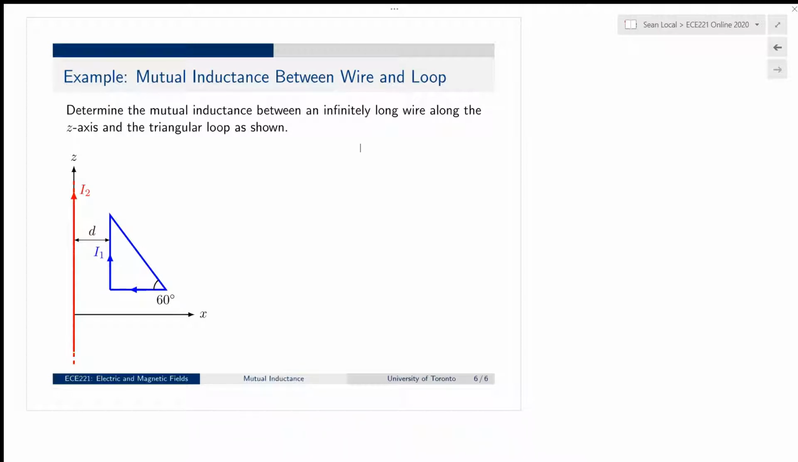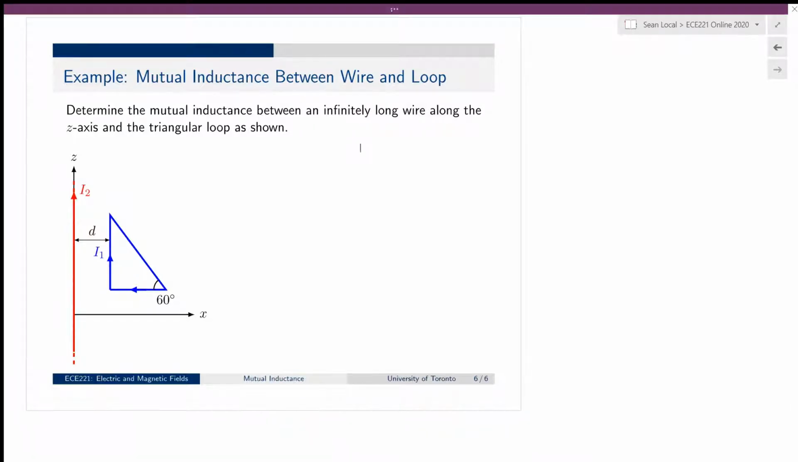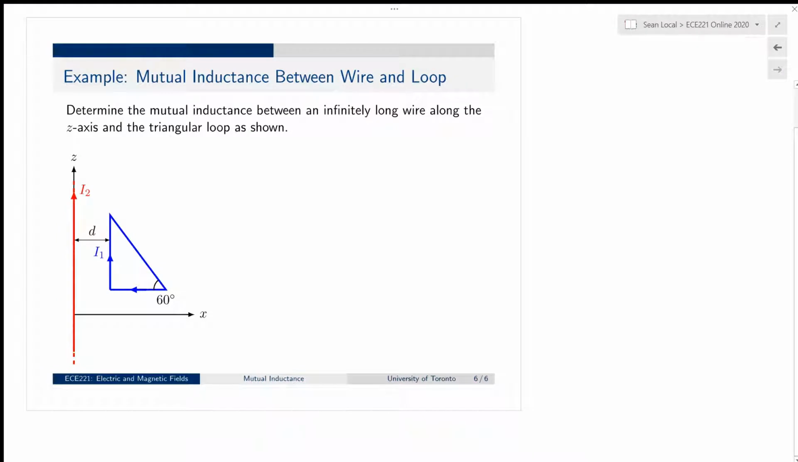Loop 2 is I2 and is shown in red. And it's technically a loop because even though it looks like just a single line, this current does close at infinity and comes back and flows up from the bottom. So we do have two closed circuits here. So the first question we want to ask ourselves is which flux do we want to use or calculate? Because we have a choice.